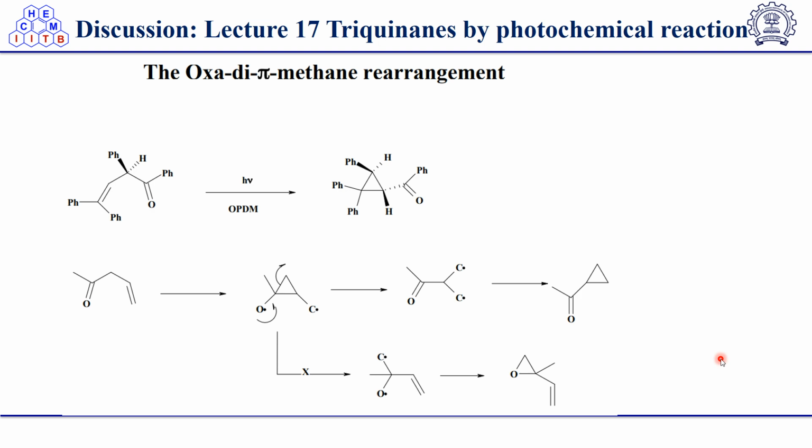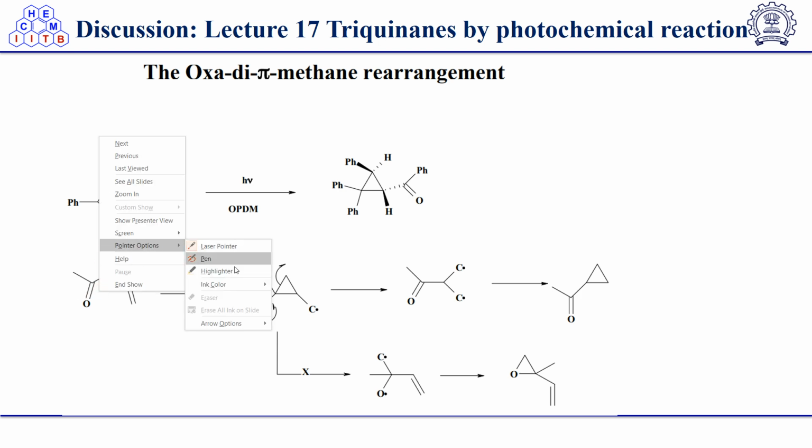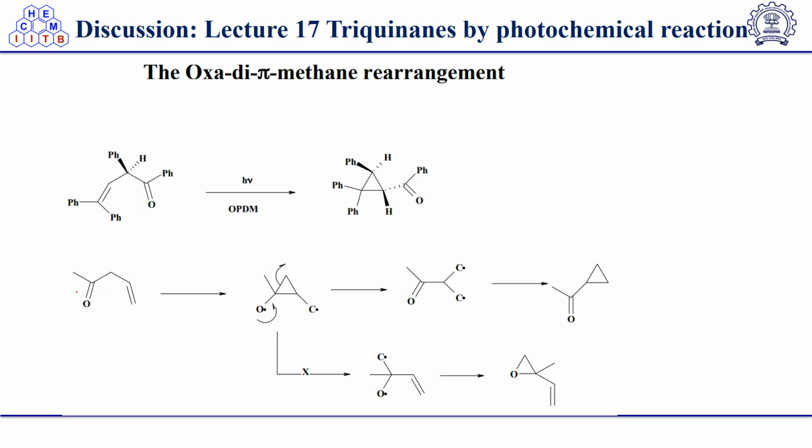So it is also a photochemical reaction. As we can see here, in the place of an alkene, we are getting a cyclopropane ring. And the mechanism is like this: under photochemical conditions, this bond will undergo homolysis, and this bond will also undergo homolysis. So here will be one radical, here one radical, here one radical, and here one radical.